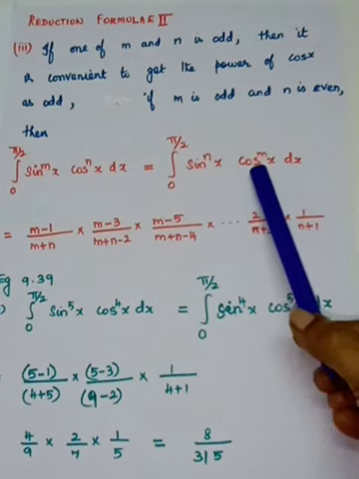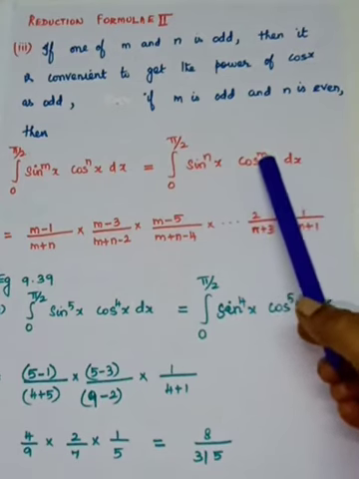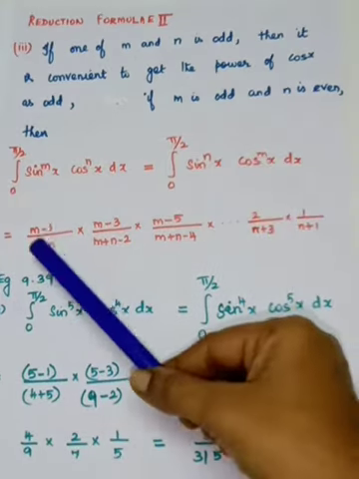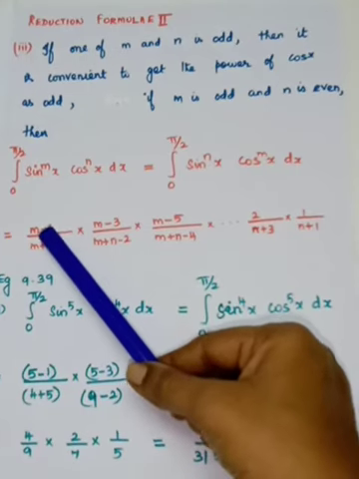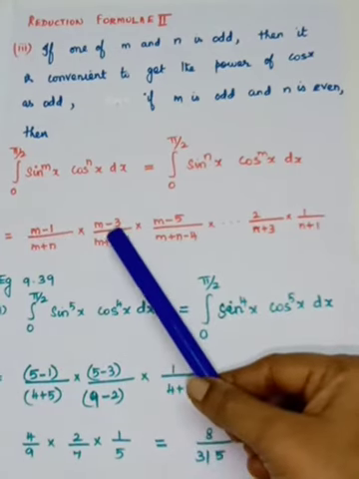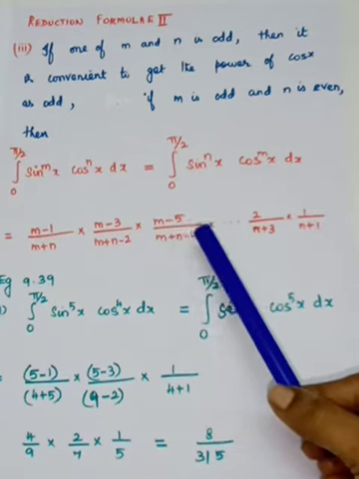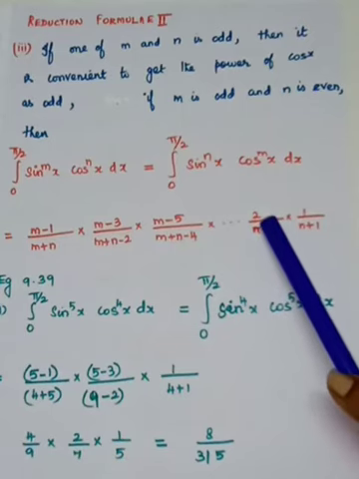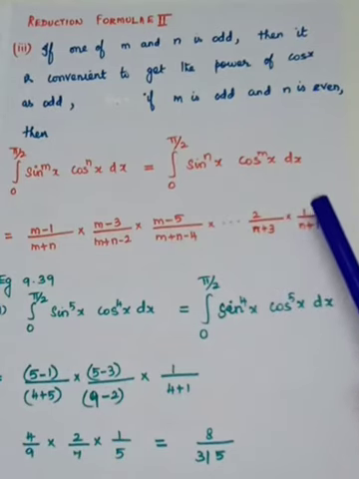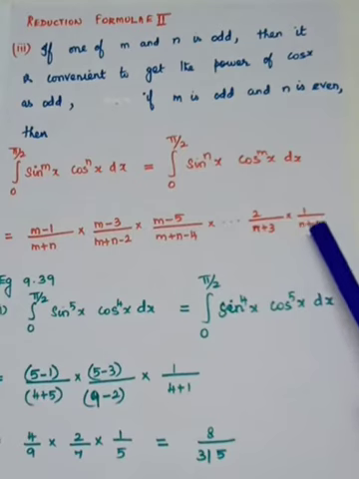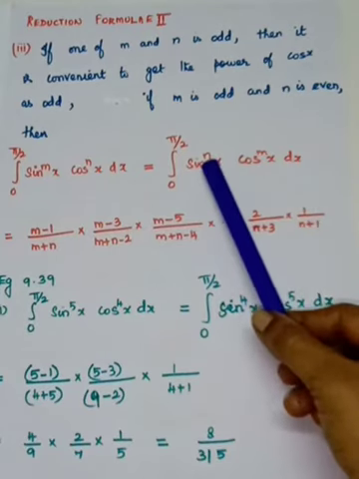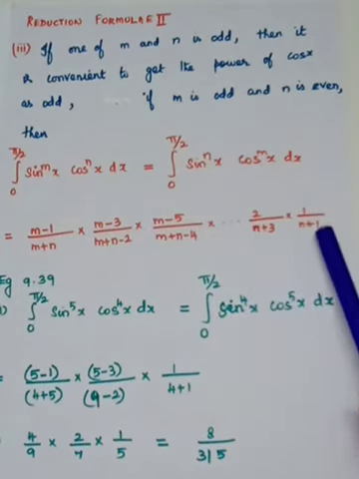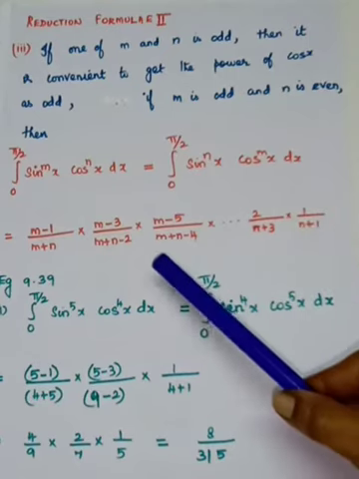Now it is odd. You have to start with the power of cos x by reducing the odd numbers. So in the numerator it is m minus 1, m minus 3, like that it has to go. You have to reach the numerator as 2. After getting 2, into 1 by n plus 1, because the power of sin x is n, that's why n plus 1. The same way as previously.